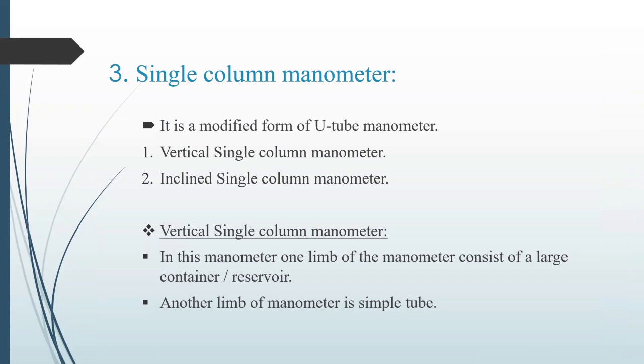Single column manometer is a modified form of the U-tube manometer. In single column manometer, there are two types: the vertical single column manometer and the inclined single column manometer. First, let us know what the single vertical column manometer is.